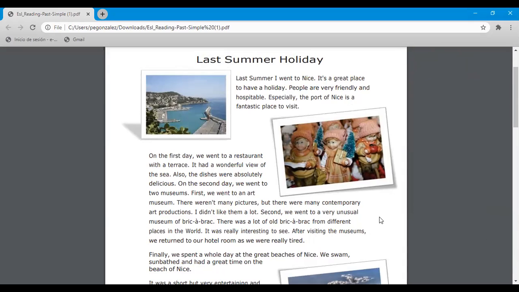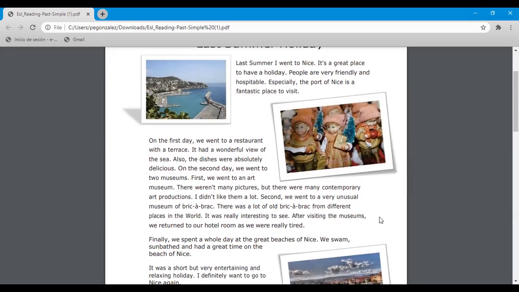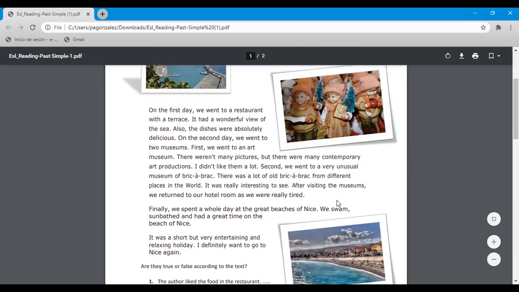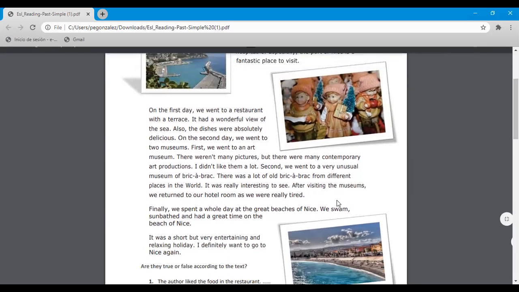We went to 2 museums. Museums, right? And he describes that he didn't appreciate it very much, or he didn't like the contemporary art and the art production. And then, after the museums, what happened after going to the museums? Restaurant or hotel. Excellent, excellent.